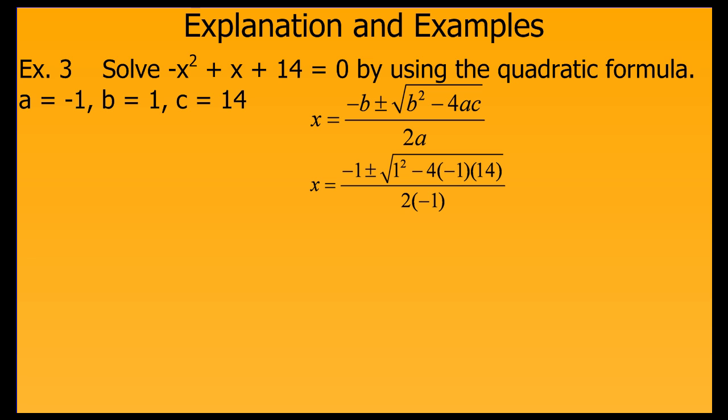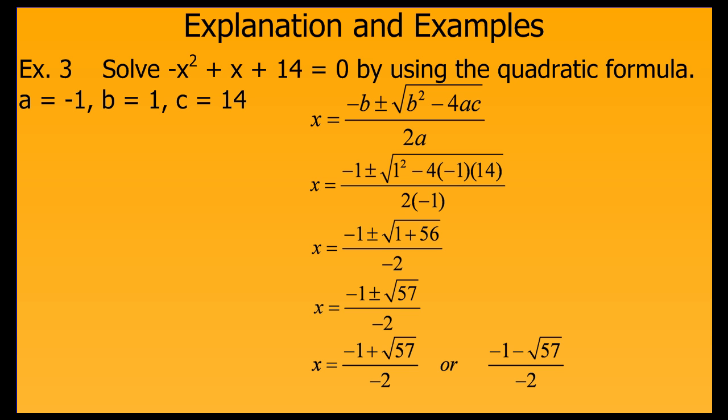We substitute those into the quadratic formula. We simplify underneath the radical and in the denominator. And then we simplify one more time underneath the radical. Now we notice that we have 57 under the radical, which is not a perfect square. So we can split our two answers out like this. And it's perfectly fine to leave our answers like this.